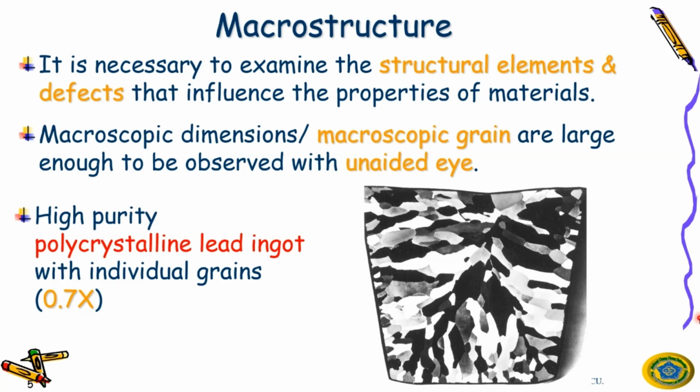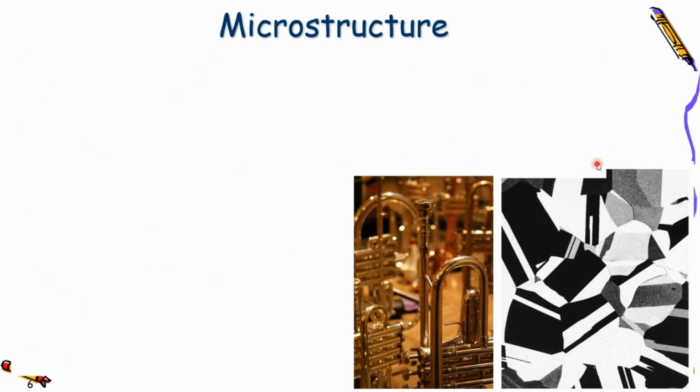This is macrostructure, where you can see the objects with your unaided eyes. And how about microstructure? When you see a brass like this, it's very shiny, very beautiful. You go to the shop and want to buy this instrument because it's so shiny. But when you use a microscope to see the details of this brass, you might find, wow, this is not perfect. There are some defects, which we call the microstructure.